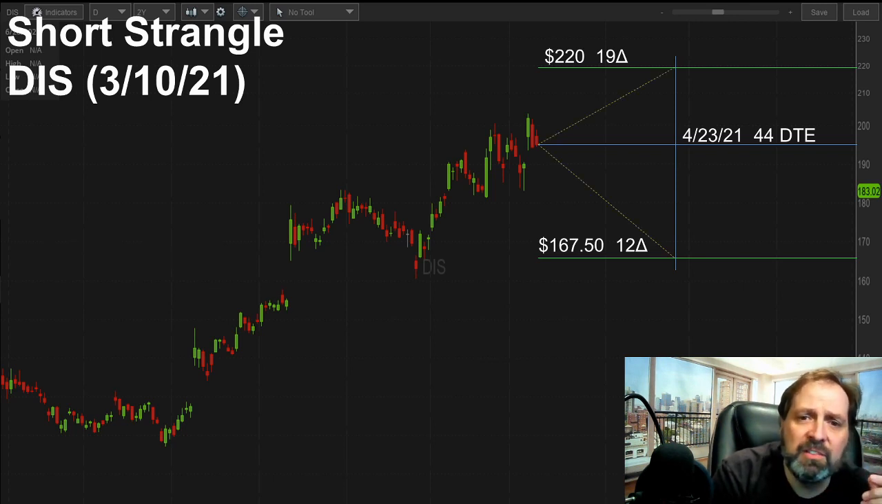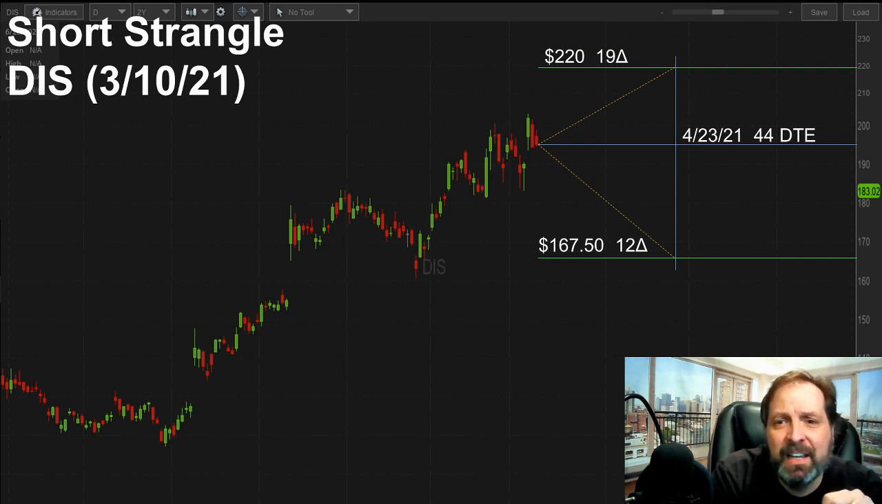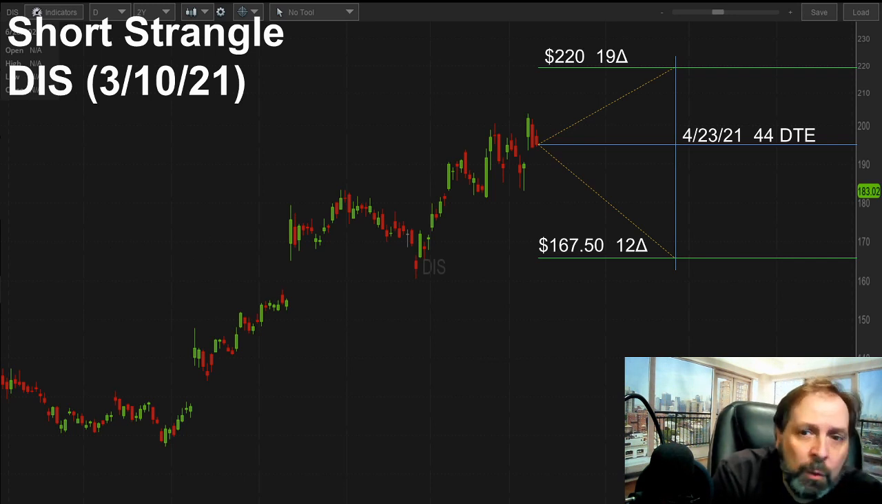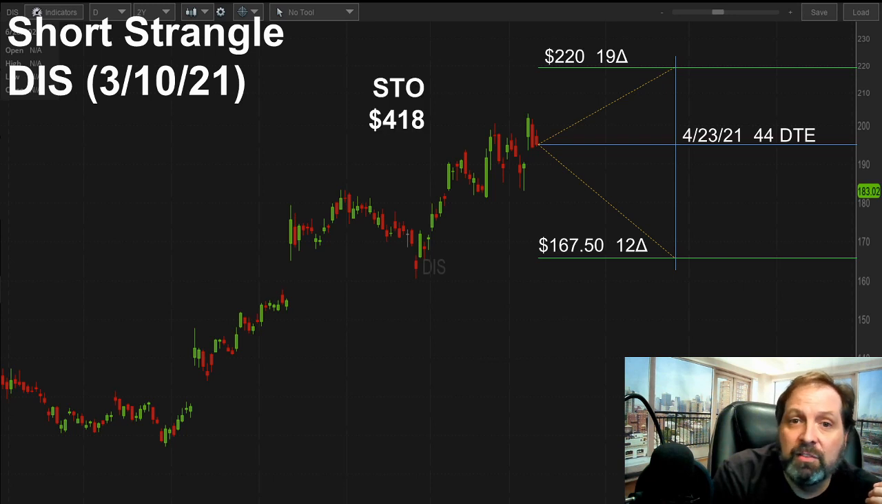So I'm looking for the stock to essentially stay within this triangle. The price can go up and it can go down. I don't care. But as long as it stays within this triangle, I'm going to collect money by theta decay. So when I sold this, I sold to open and I received a $418 credit. That means I was paid $418 to sell this call option and this put option.